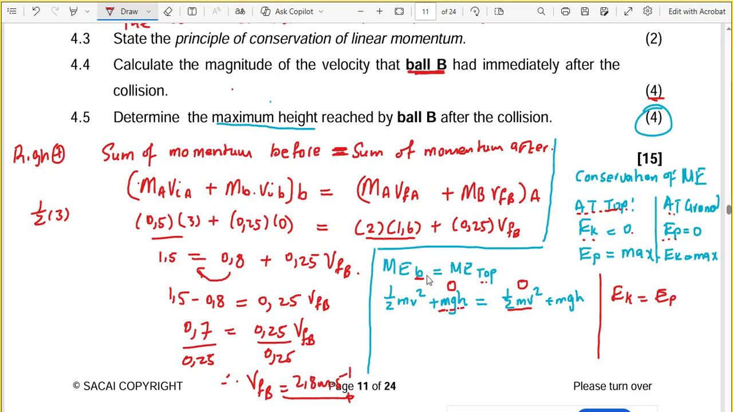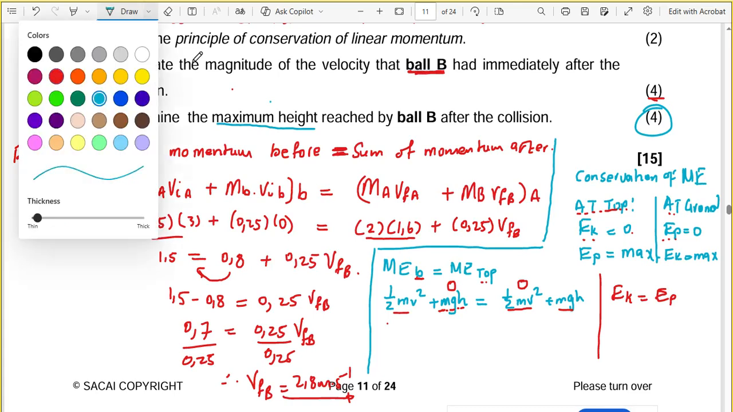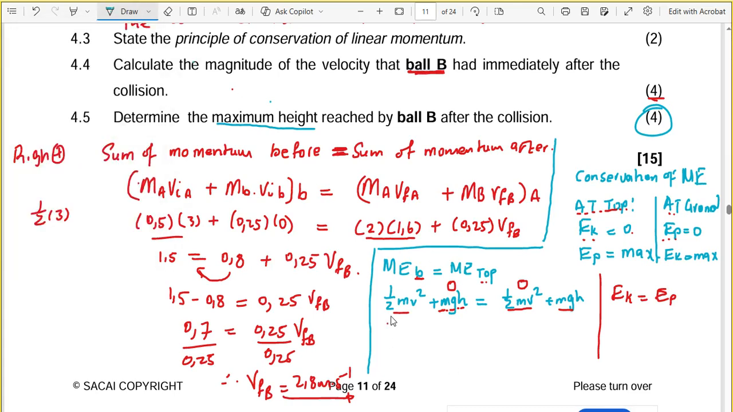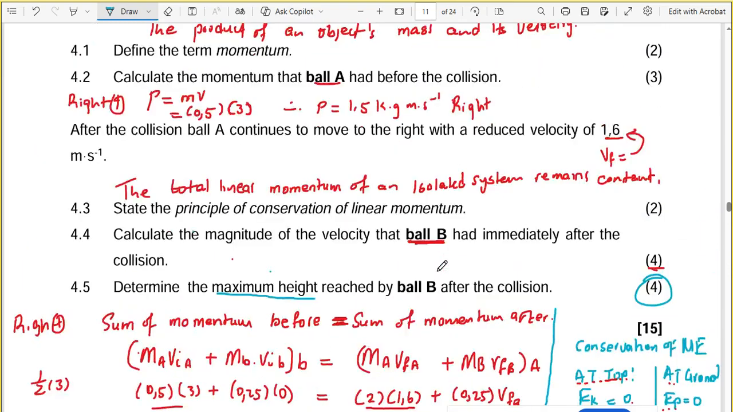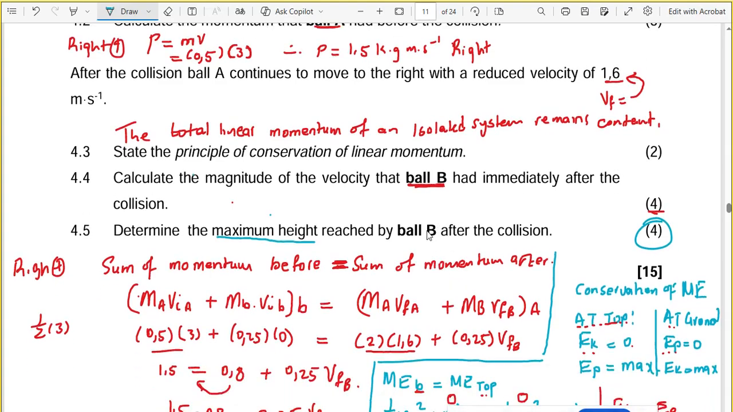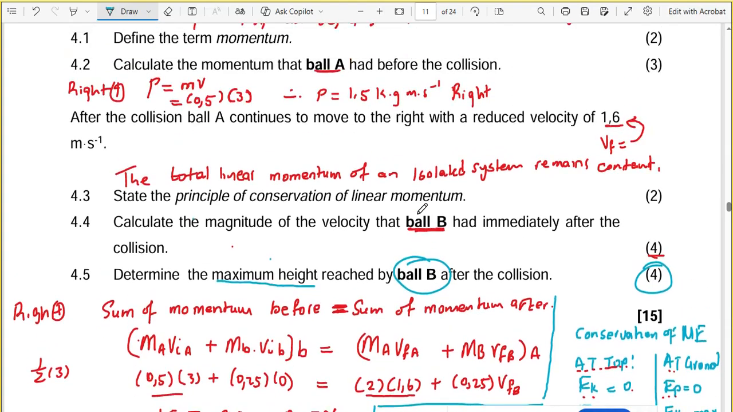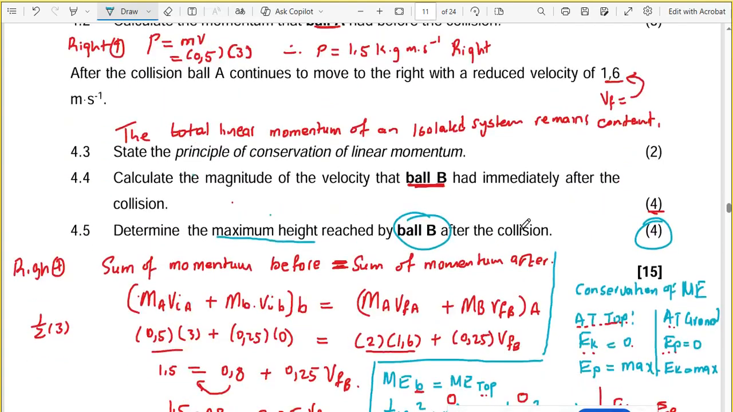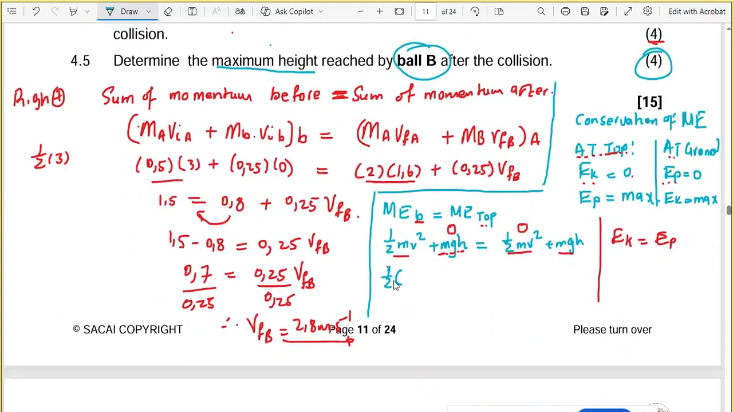Because look at this, this is your EK and this is your EP. They are equal. When you do the substitution, I'm going to substitute to answer this 4.5. So this will be 1 over 2, the mass of ball B, because we are doing it for ball B. The mass of ball B is 0.25.